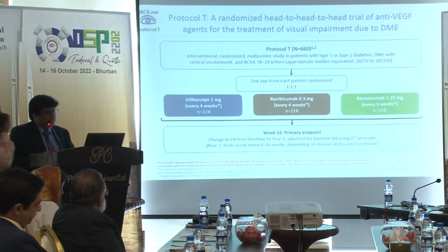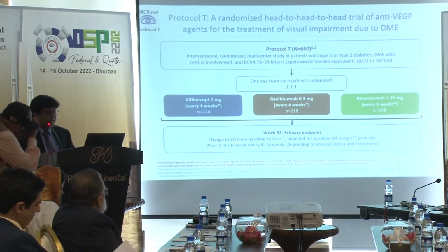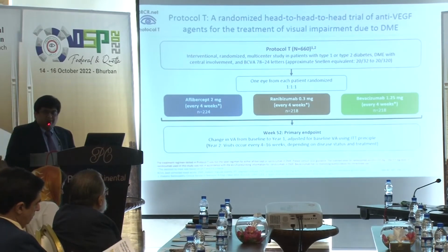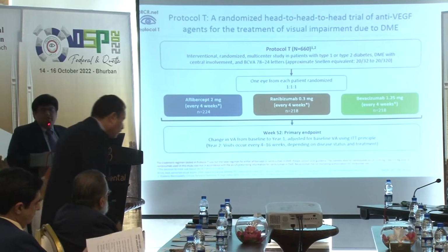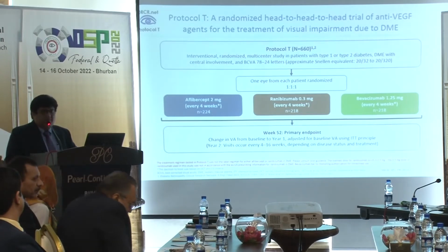So it was an international randomized multi-center study in patients with type 1 or type 2 diabetes and diabetic macular edema with central involvement. The best corrected visual acuity was as good as 78 letters on the ETDRS chart, and the lowest was 24. The range is actually 0 to 100. The Snellen equivalent was 20/30 as good and 20/320 as bad. One eye from each patient was randomized, and it was a head-to-head trial.